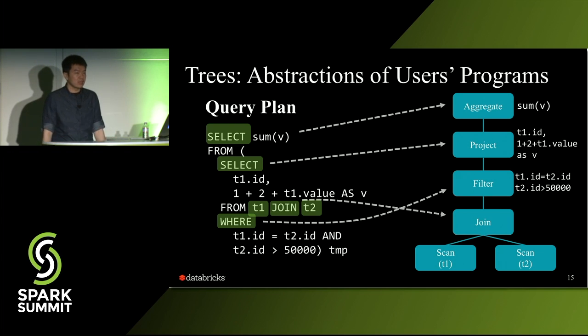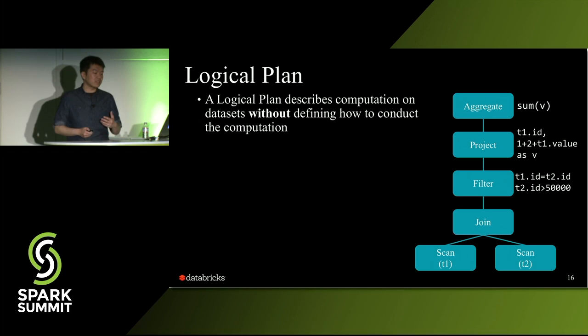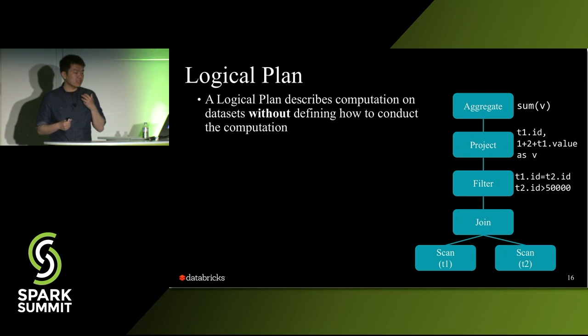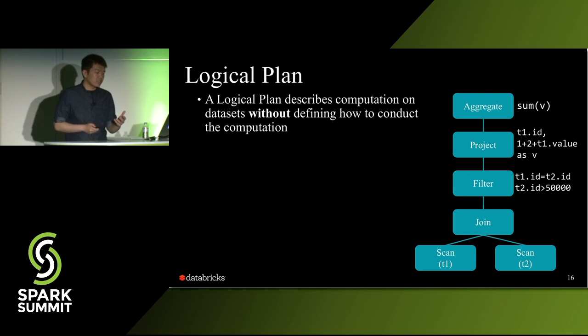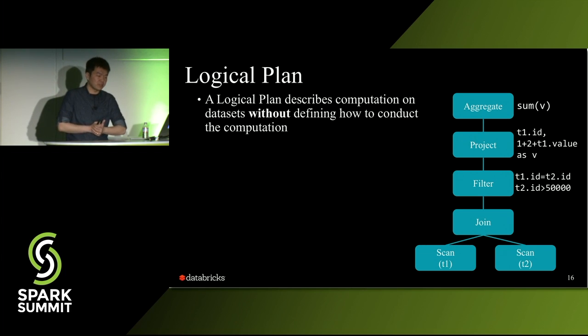And in Catalyst, there are 2 kinds of query plans. The first kind of query plan is called a logical plan. A logical plan describes computation on data sets without defining how to conduct the computation. The logical plan gives us a nice abstraction of the user's program and allows us to freely transform the query plan without worrying about the detailed execution details.